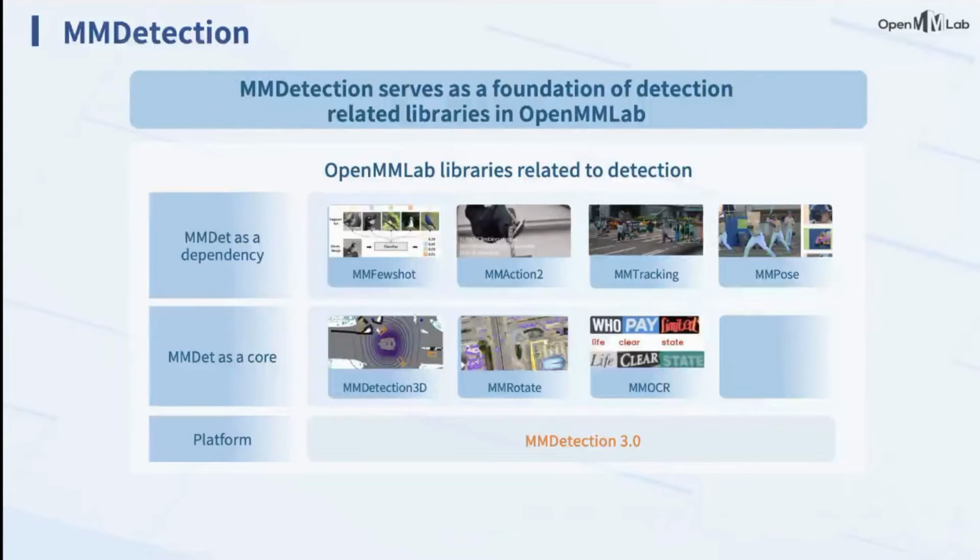Nowadays, MMDetection has already served as a foundation of detection-related libraries in OpenMMLab. As you can see at the bottom, MMDetection 3 serves as a platform which supports many libraries which take MMDetection as a core library, which are also detection-related libraries like MMDetection3D for 3D object detection, and MMRotate, MMOCR, and MMEuro targeted for industrial applications. Also, there are many other libraries like MMTracking and MMPose. They take MMDet as a dependency.